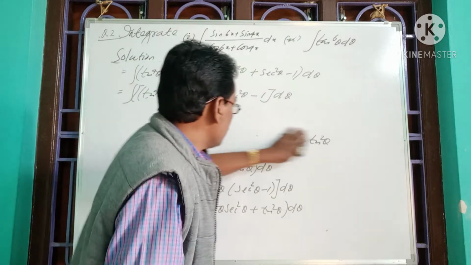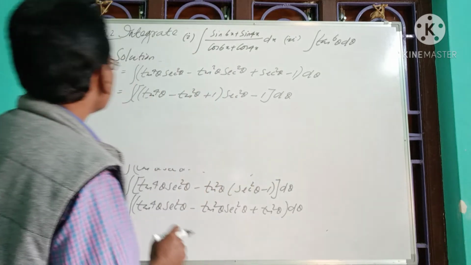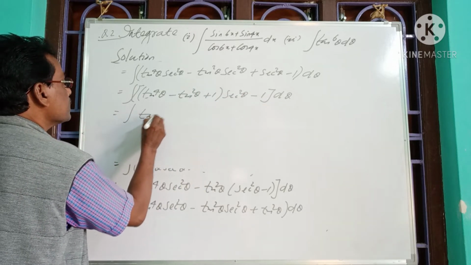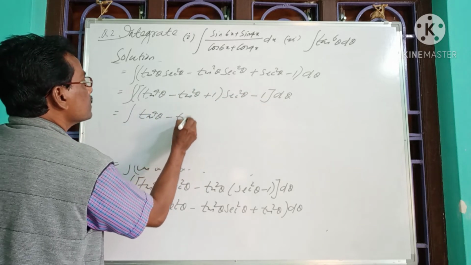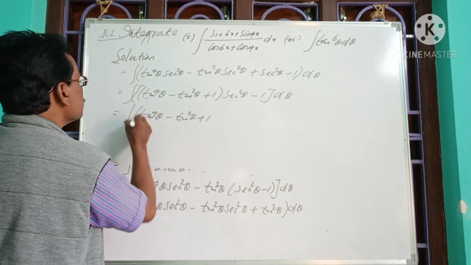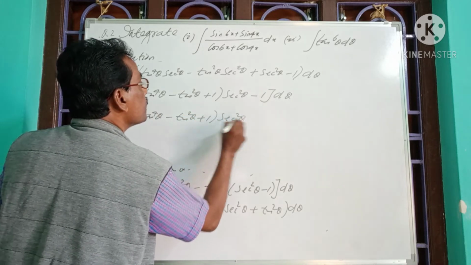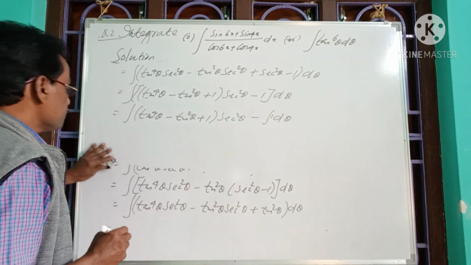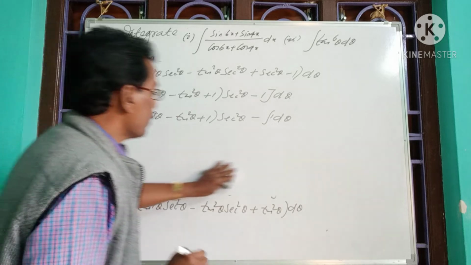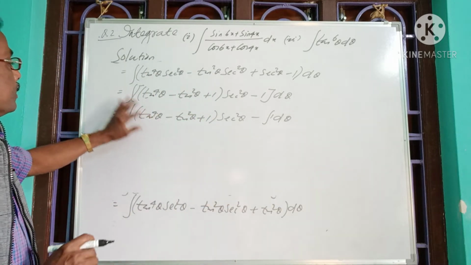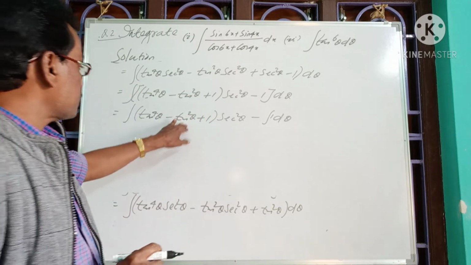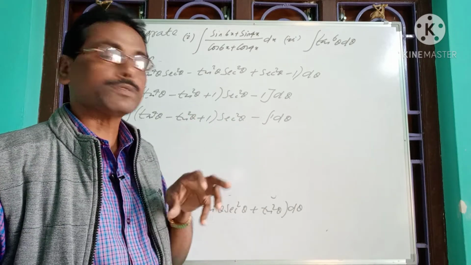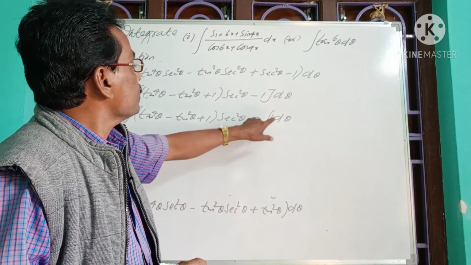So now see, let us apply algebra of integrals, that is integration of tan^4 theta minus tan^2 theta plus 1 into sec^2 theta minus 1, integrated with respect to theta. Now see, here we find that integration of tan^4 theta minus tan^2 theta plus 1 into sec^2 theta will be integrated by the process of substitution, and here only integration of 1 d theta is easily integrable.